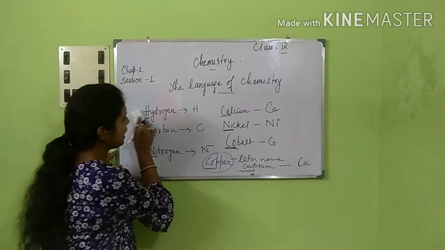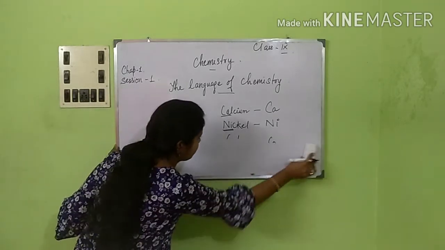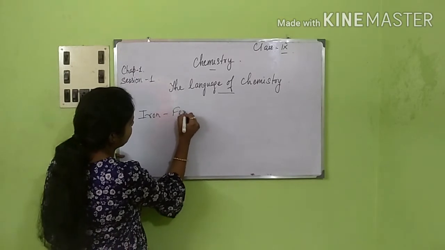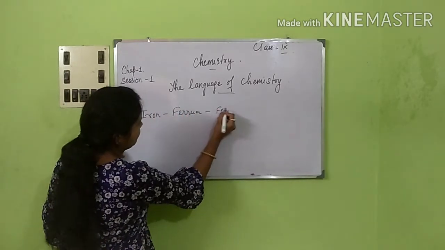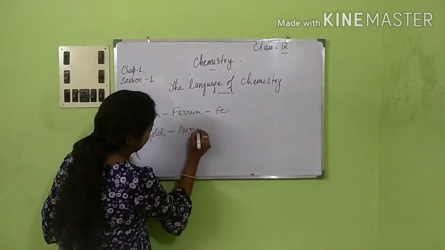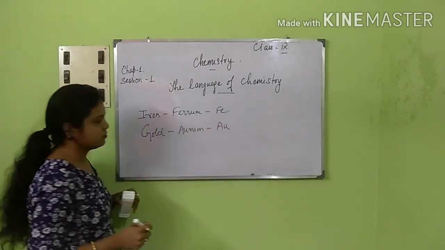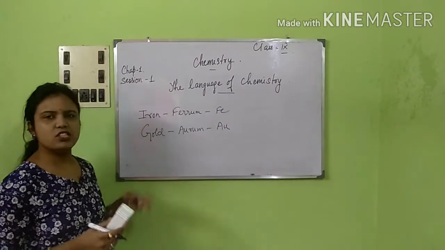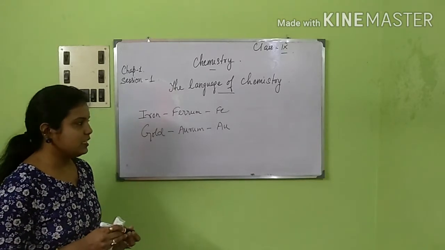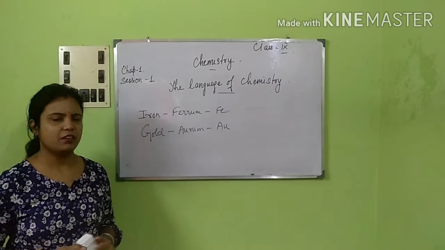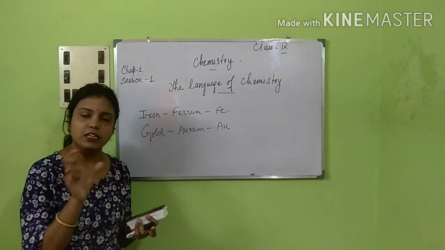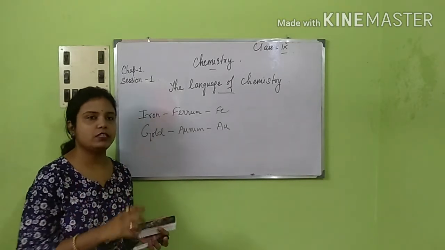Then there are many other elements whose names are given after the Latin names. For example, iron. Its Latin name is ferrum. We write it as Fe. Gold, we write as aurum, that is Au. There are many other elements; you will get that in your book. I'm not going into details now. There will be hardly 8 to 9 elements which are named after Latin names. You should study those along with their Latin names and be very careful with the spellings.